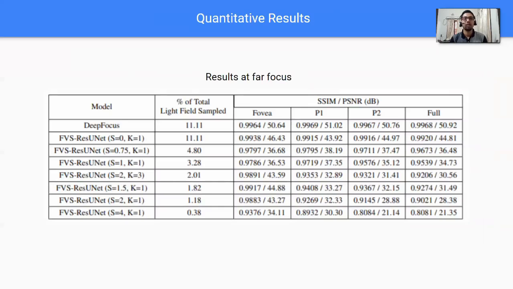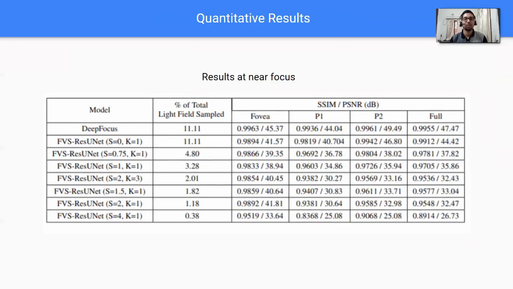Here is a table showing the performance of our method with varying sampling rates. Our method has comparable SSIM to DeepFocus with similar sampling, but we are able to reduce the sampling a lot and still maintain acceptable foveal qualities with scores decreasing in the periphery. This table shows a similar trend at a different focus.